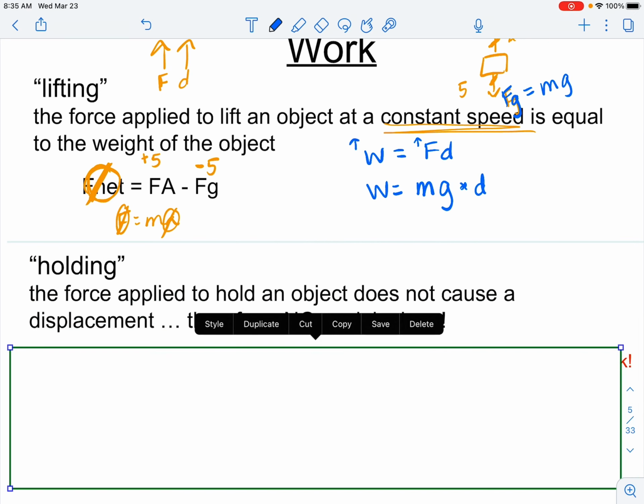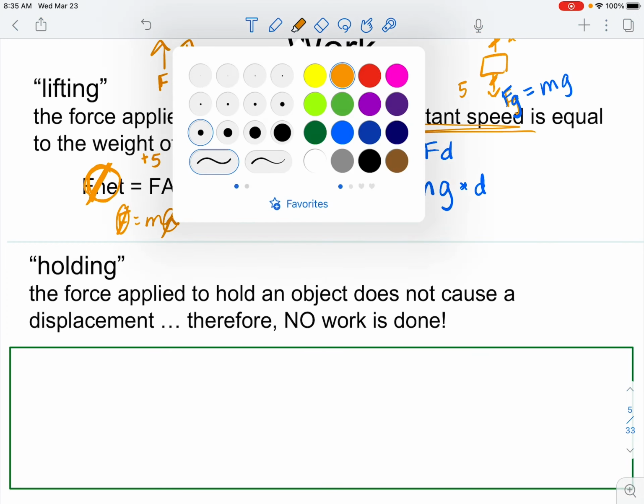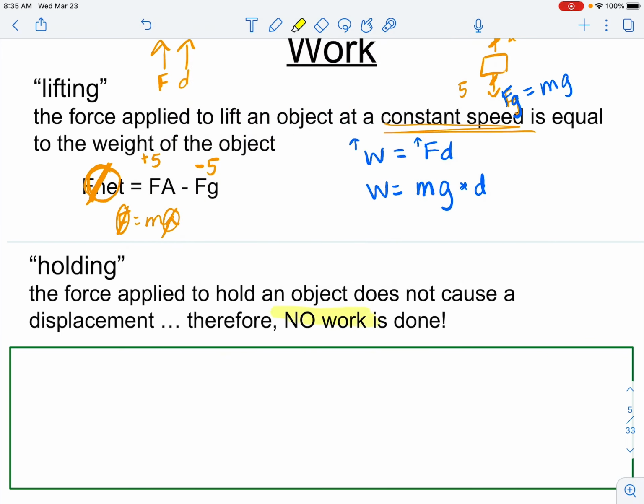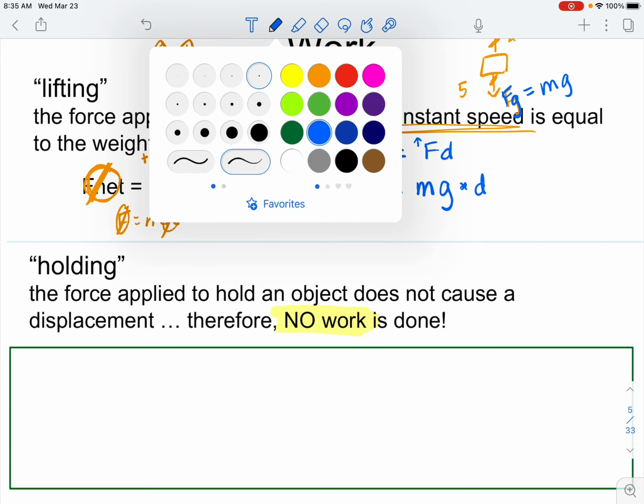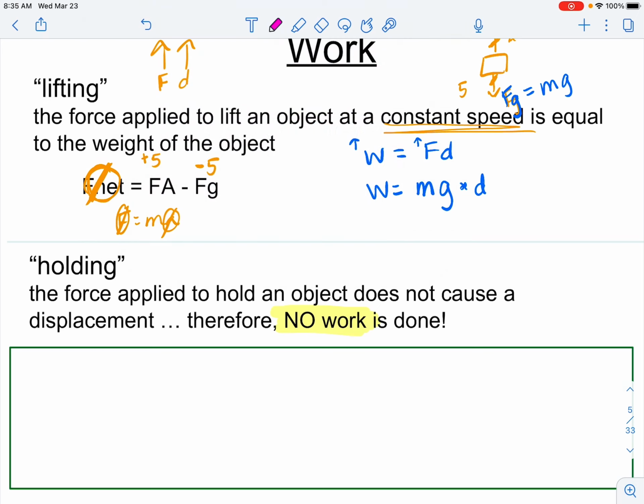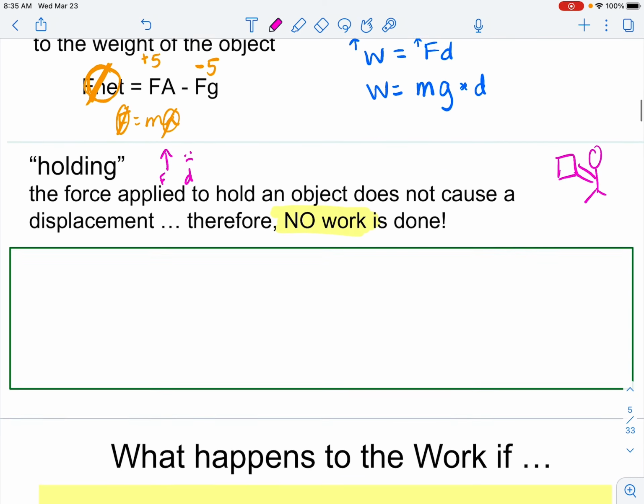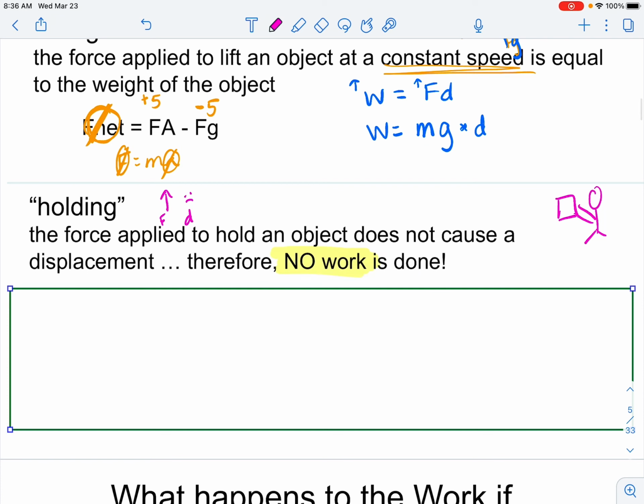All right, when we're talking about holding an object, there is no work done in order to hold an object. So conceptually, is work done, yes or no? The answer is going to be no, because holding says that I am going to apply a force upward, but there is no displacement. There's no displacement because I'm standing here holding the box. No displacement, okay?